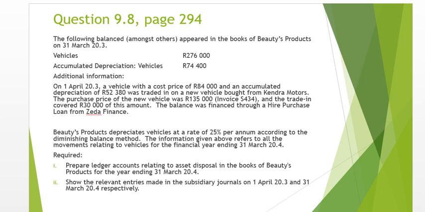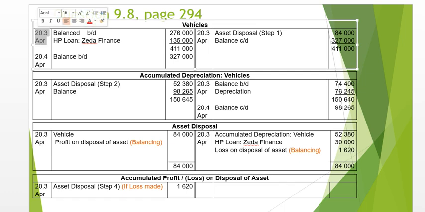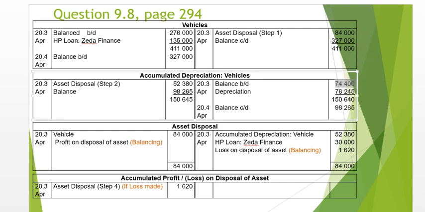So let's have a look. So let's start with our balances. So our vehicles, on the 1st of April 2003, our balance towards vehicles was 276,000 Rand, which we will then debit. Towards accumulated depreciation, there we had a balance of 74,400 Rand on the 1st of April 2003. A balance brought down. So let's start with our asset disposal procedure.